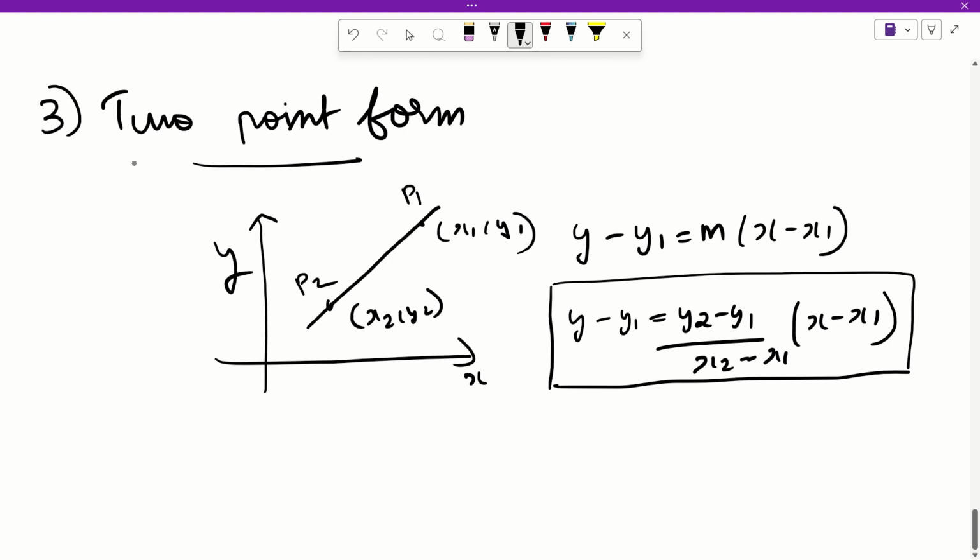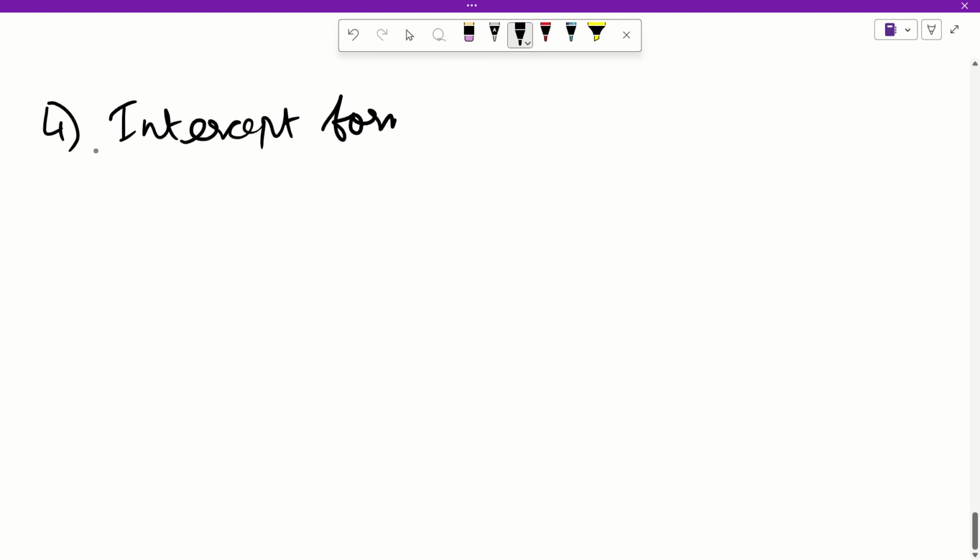Okay, next one is intercept form. There's no space here, that's what I was checking. Fourth one, intercept form. Okay, for intercept form, let us draw the figure.